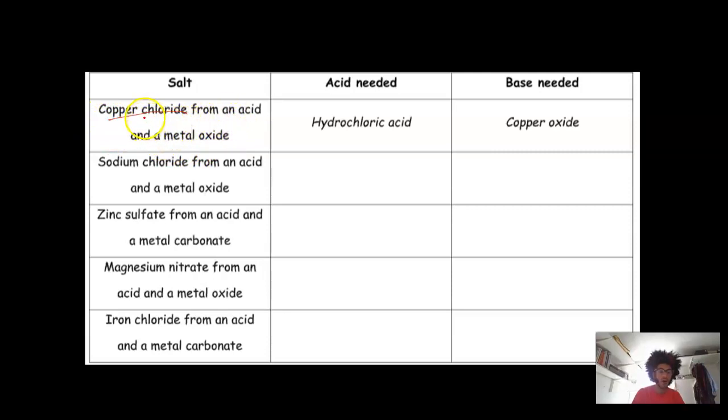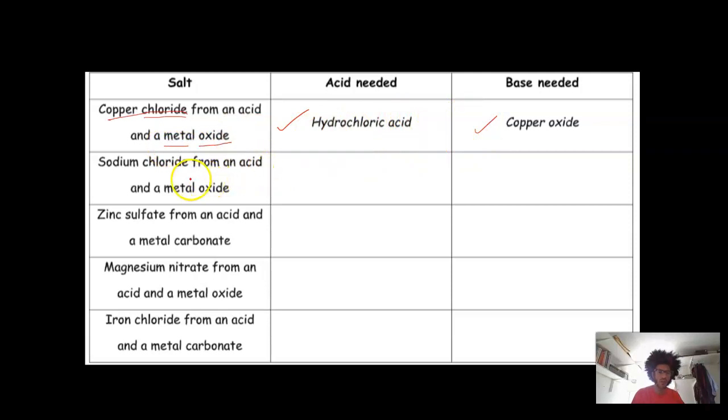I look at the second part of the name where it says chloride, so I know it has to be hydrochloric acid, which is shown here. And then if I look over here, I've got copper and it's from a metal oxide. Now I can't use copper or copper carbonate or copper hydroxide because I'm asked for an oxide. So it has to be copper oxide that you're going to use.